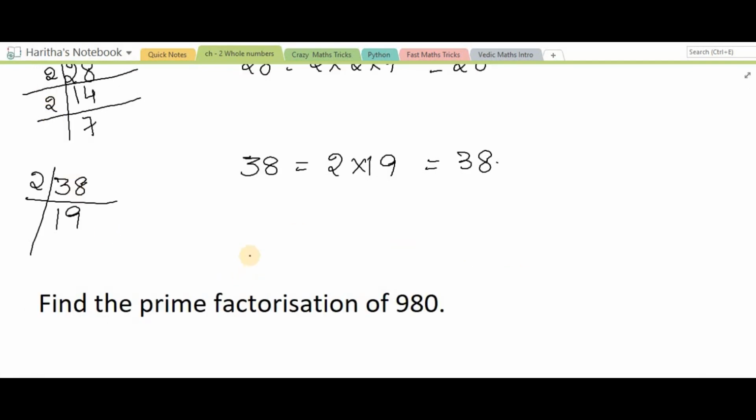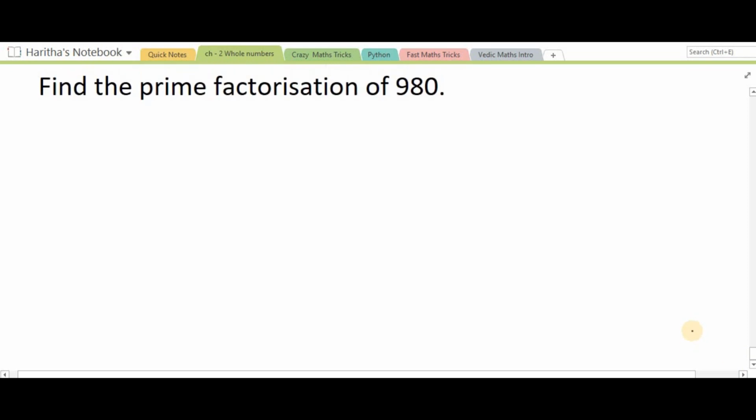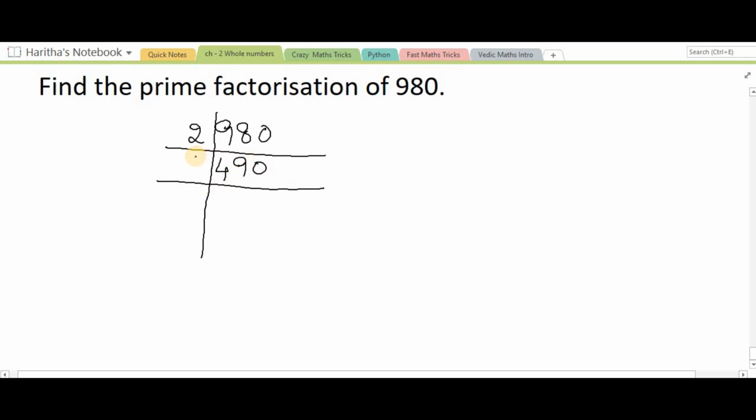So here they are asking us to find the prime factors of 980. In the same way, we'll just try to find the factors of 980. As the last digit is in the ones place 0, I'm just going for the 2 table. You can go even for the 5 table also. 2 4s are 8 and remainder is 1, and 2 9s are 18 and 0 will come as it is.